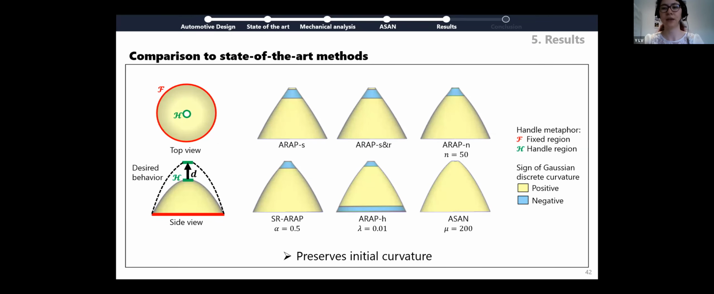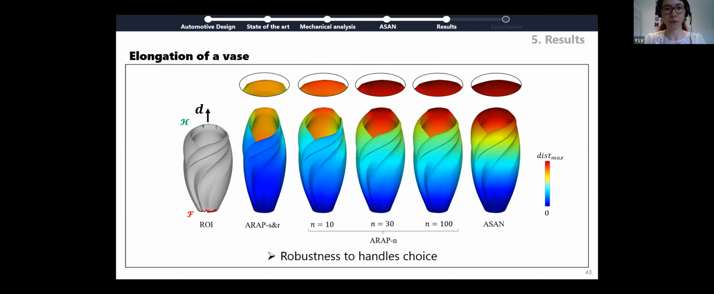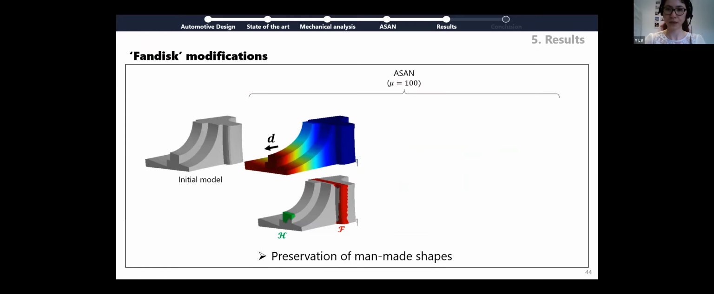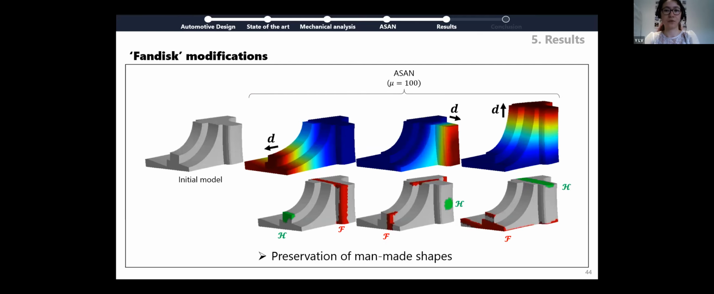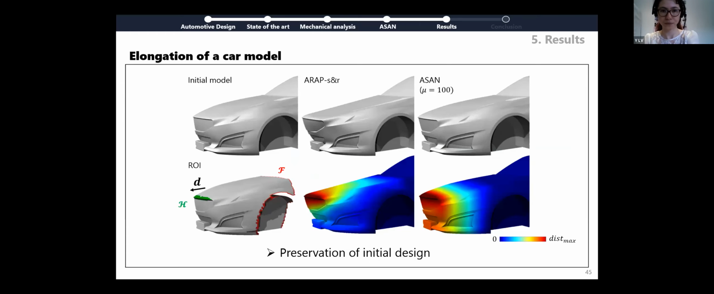Taking again our initial test, our Hasan method is able to preserve the initial curvature. And this is still valid for a more complex shape, where artifacts seen near the handle with the state-of-the-art method disappear with our Hasan method. Our Hasan deformation also gives good results for man-made shapes, and it indeed preserves sharp edges here, and on this example, planar areas as well, without specifying any additional constraints.